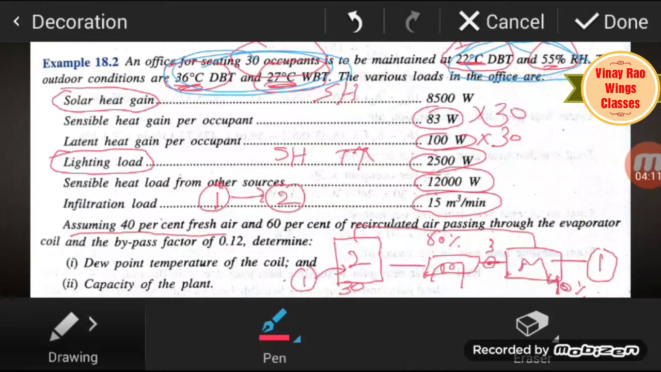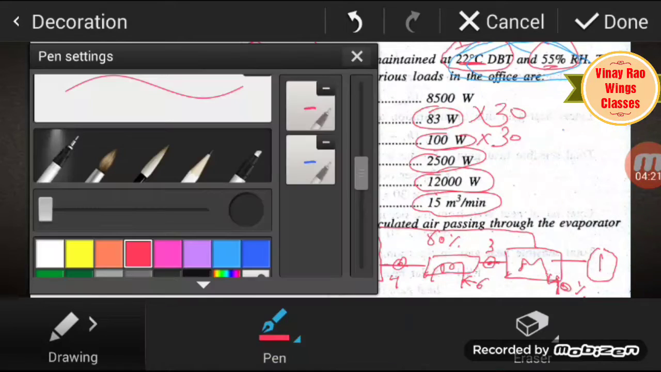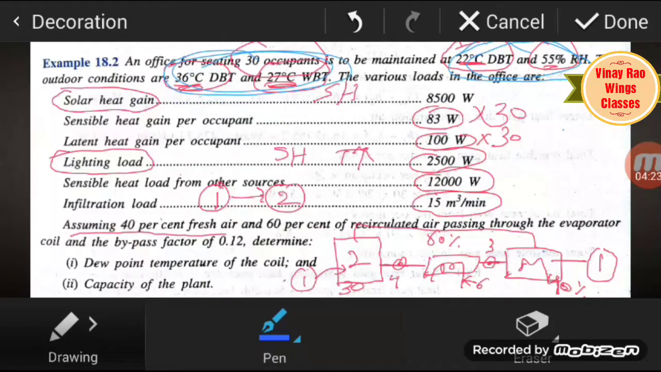After passing through the cooling coil, we get point 4. The cooling coil temperature is given as 6. I will explain again. This is the inside condition, this is the outside condition, and this is the mixing condition. After mixing 40% fresh air and 60% recirculated air, we get point number 3.